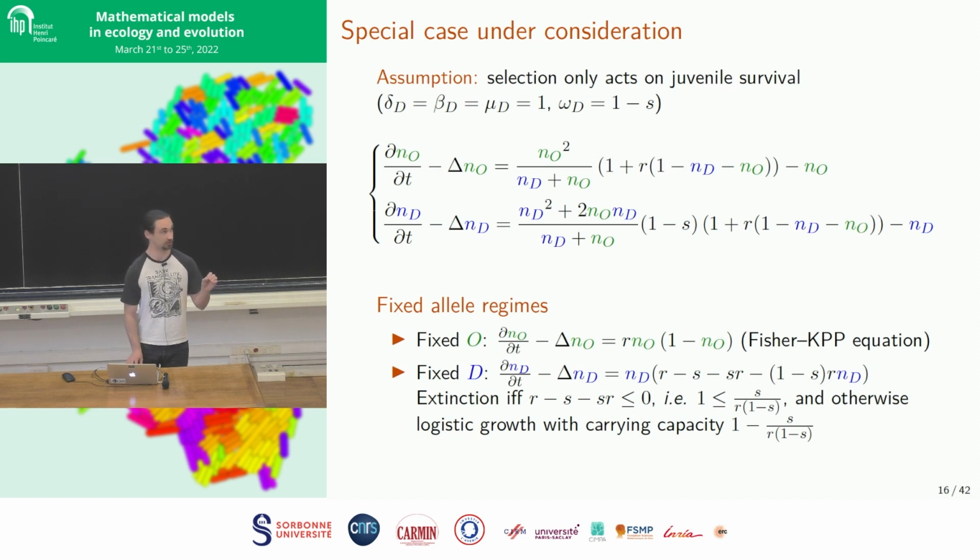You see that the carrying capacity is going to be 0, or the drive population is going to go extinct, if S is close to 1, or if R is close to 0. So that means that if the fitness cost is too large, the drive is not viable and is going to go extinct, and if the growth rate is too small, same thing.